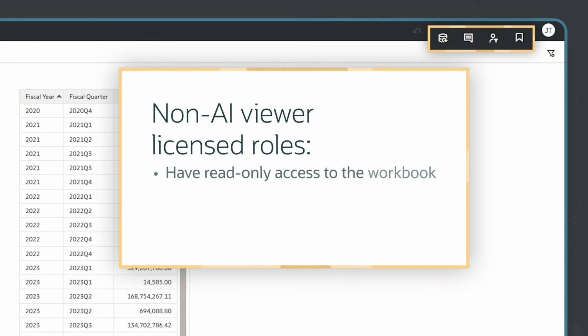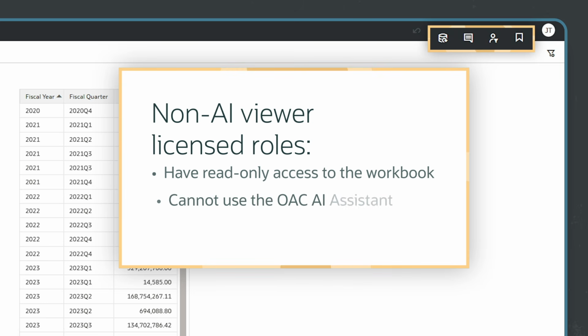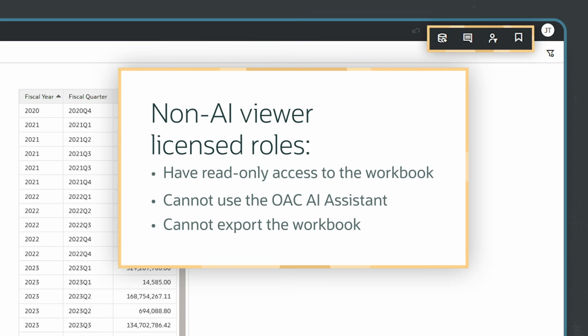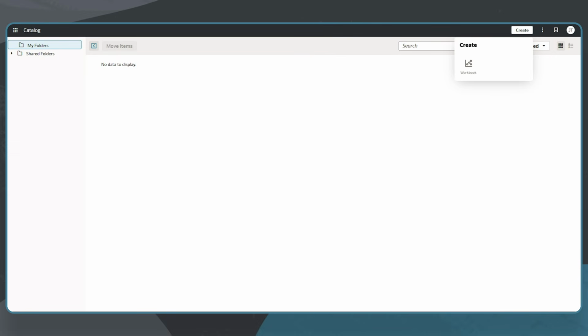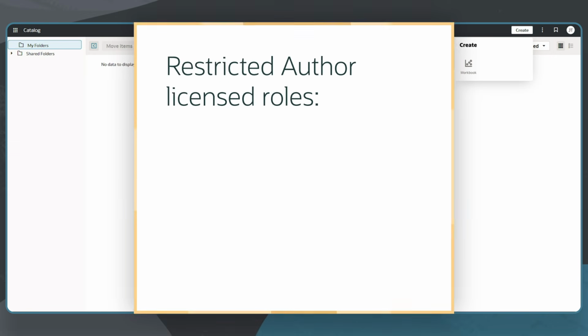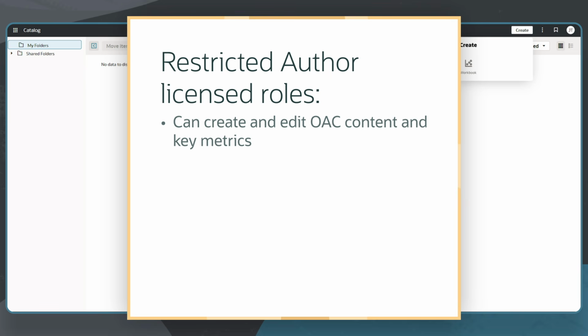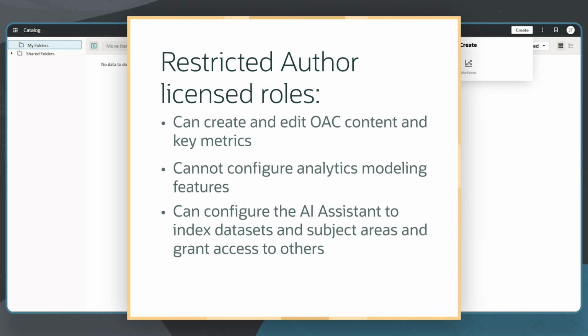Non-AI viewer licensed roles have read-only access to a workbook. They cannot use the OAC AI assistant and cannot export the workbook. Finally, I'll look at the restricted author role. Restricted author licensed roles can create and edit OAC content and key metrics, but they cannot configure analytics modeling features such as connections, datasets, and data flows. Restricted author license roles can configure the AI assistant to index datasets in subject areas and can grant access to others. However, it cannot export workbooks.